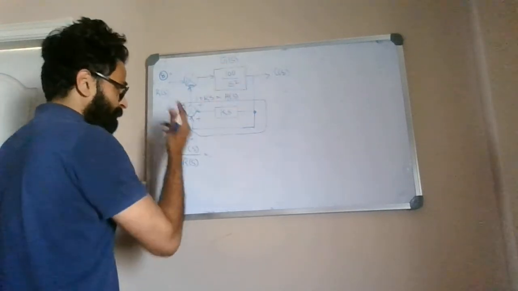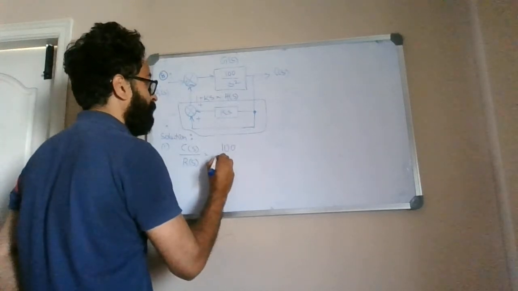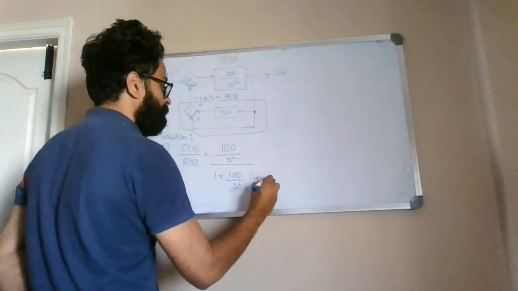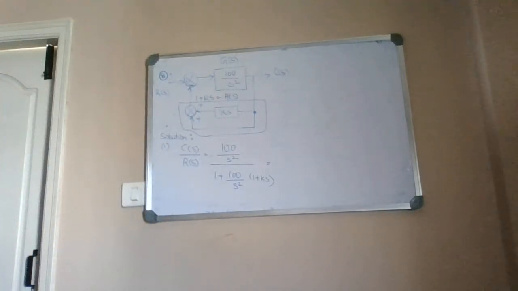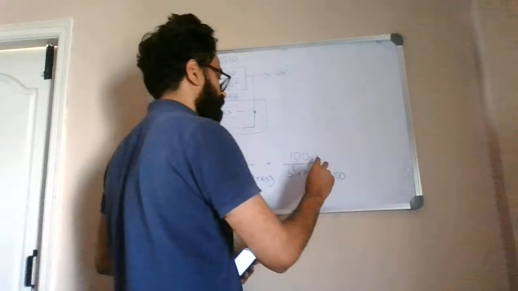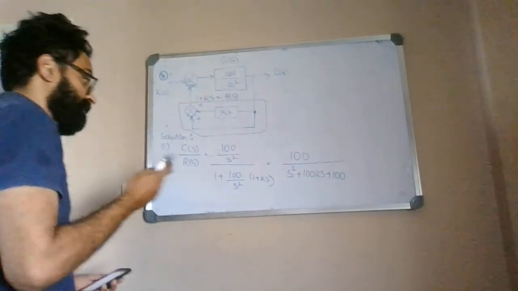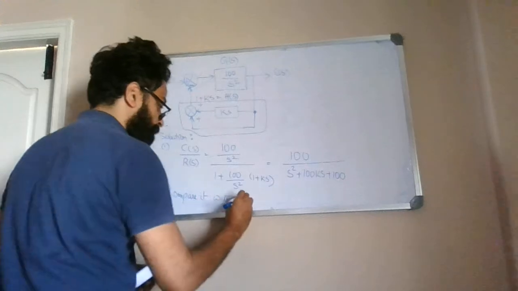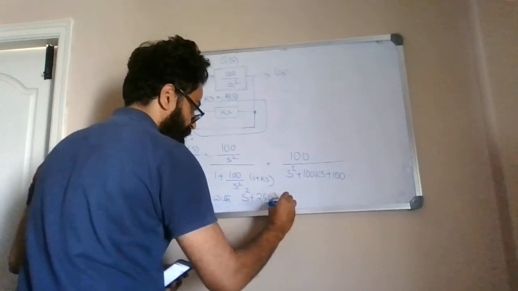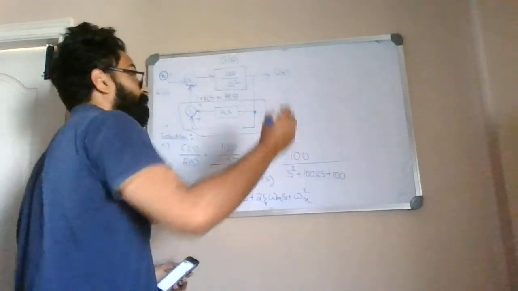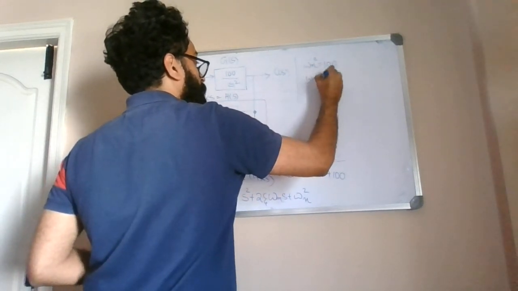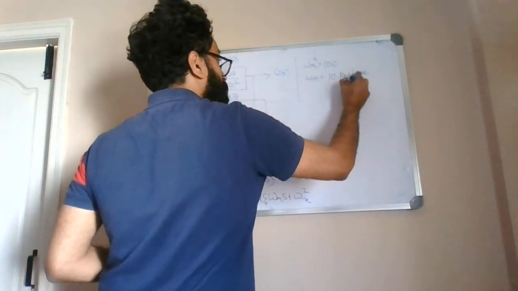So this is your G(s). So try finding out C(s)/R(s). So you have 100/s² divided by 1 plus 100/s² into (1 plus ks). Okay. So that's equal to 100/(s² + 100ks + 100). This is the transfer function. Compare it with s² + 2ζωn s + ωn². So when you compare, what you get is ωn² equal to 100, or ωn equal to 10 radian per second.